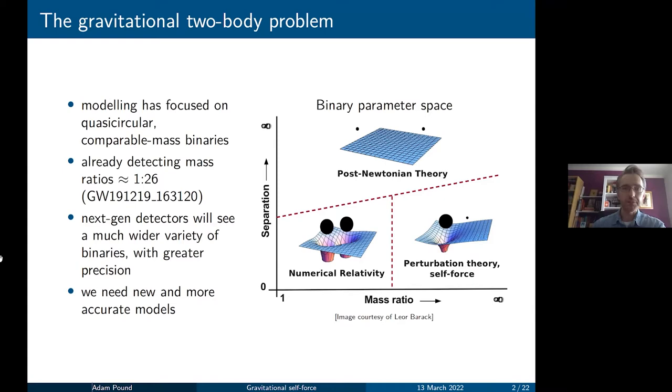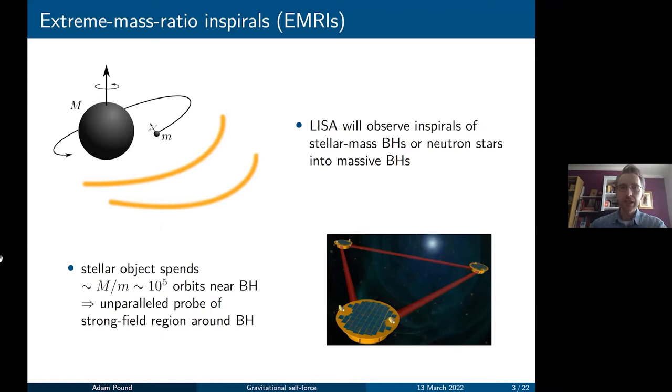Okay, so the most extreme example of this has got extreme right in the name. It's extreme mass ratio inspirals, or EMRIs for short. This is where you have a supermassive black hole in a galactic nucleus, say 10^5 up to 10^7 solar masses, and it's being orbited by a stellar mass black hole or neutron star. This little guy here with a small mass.